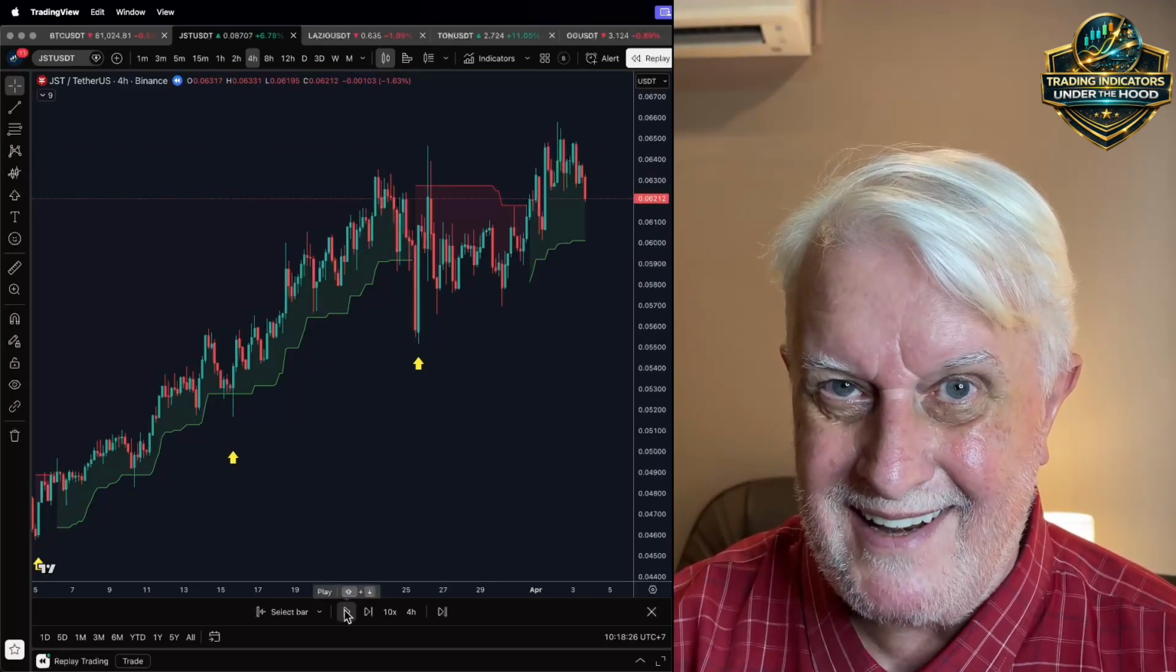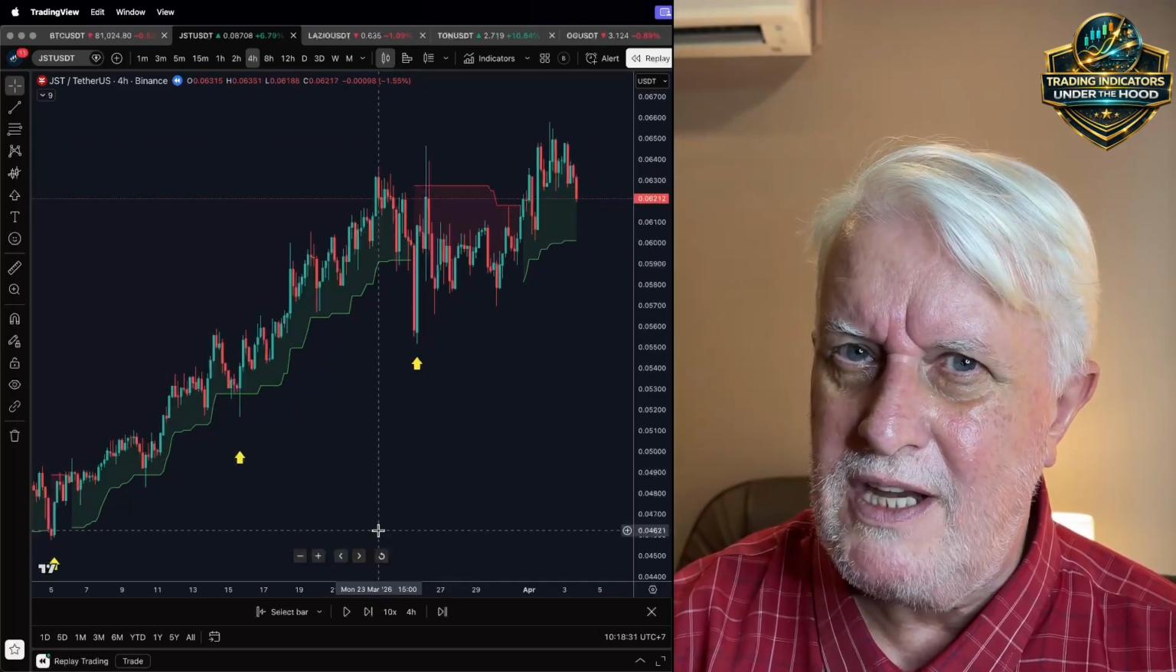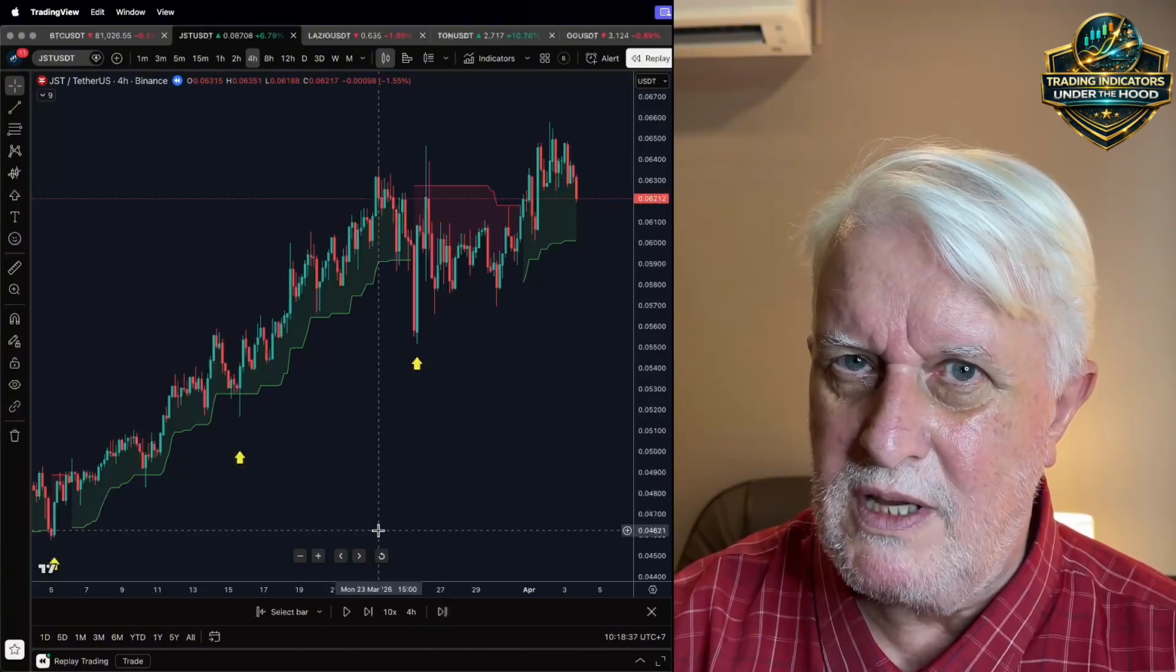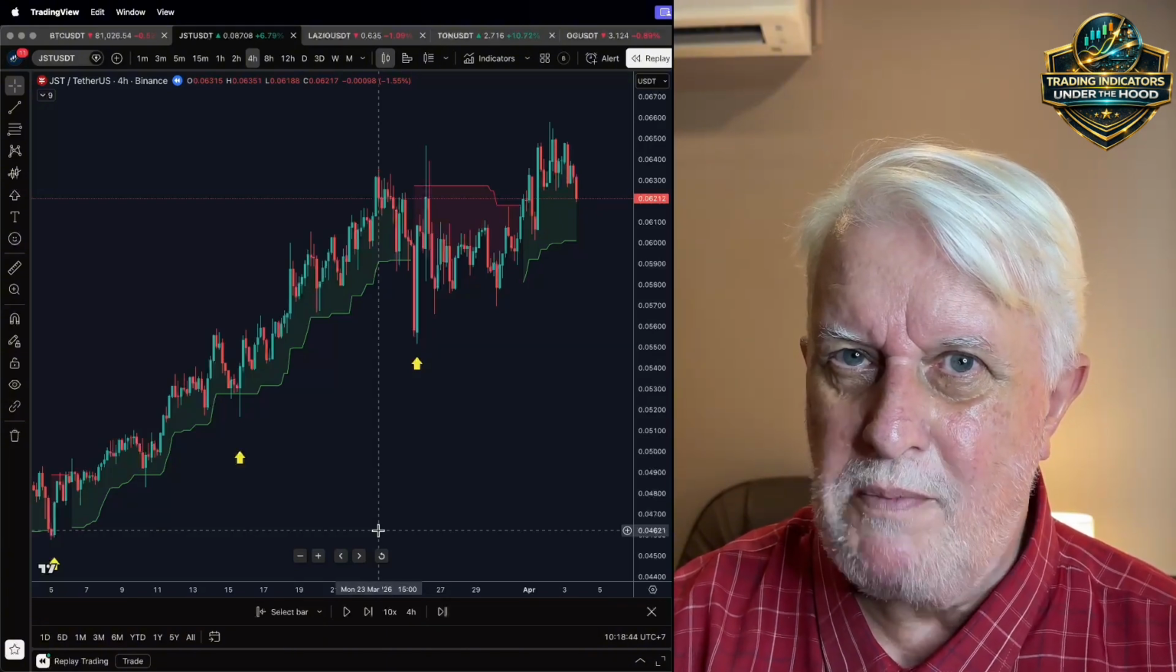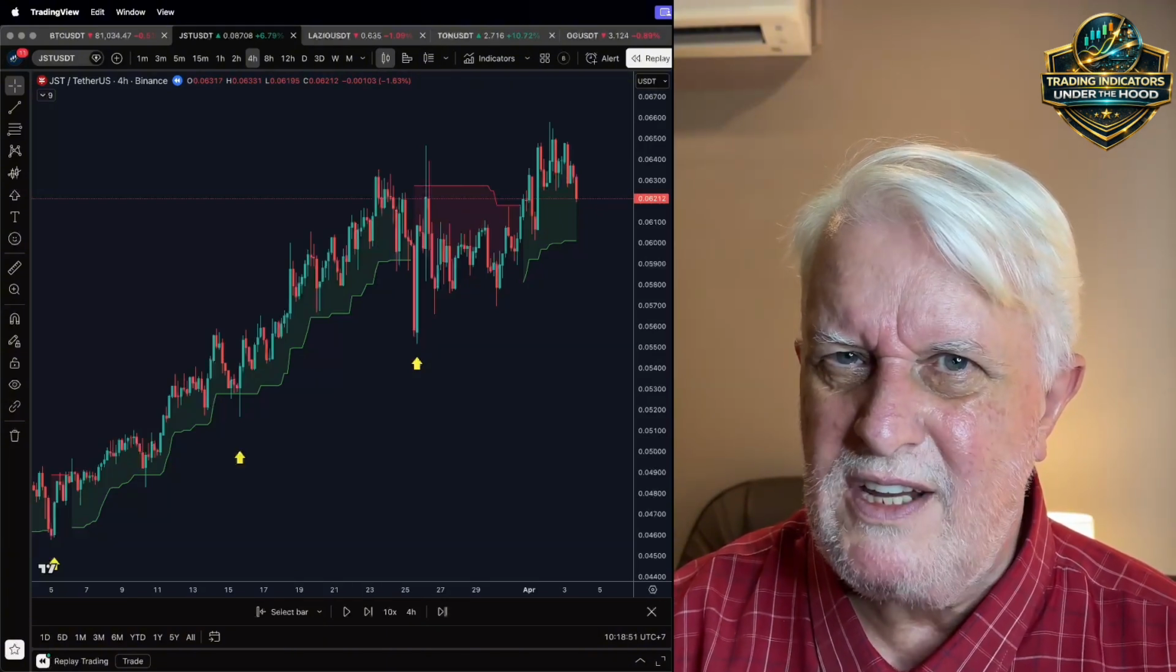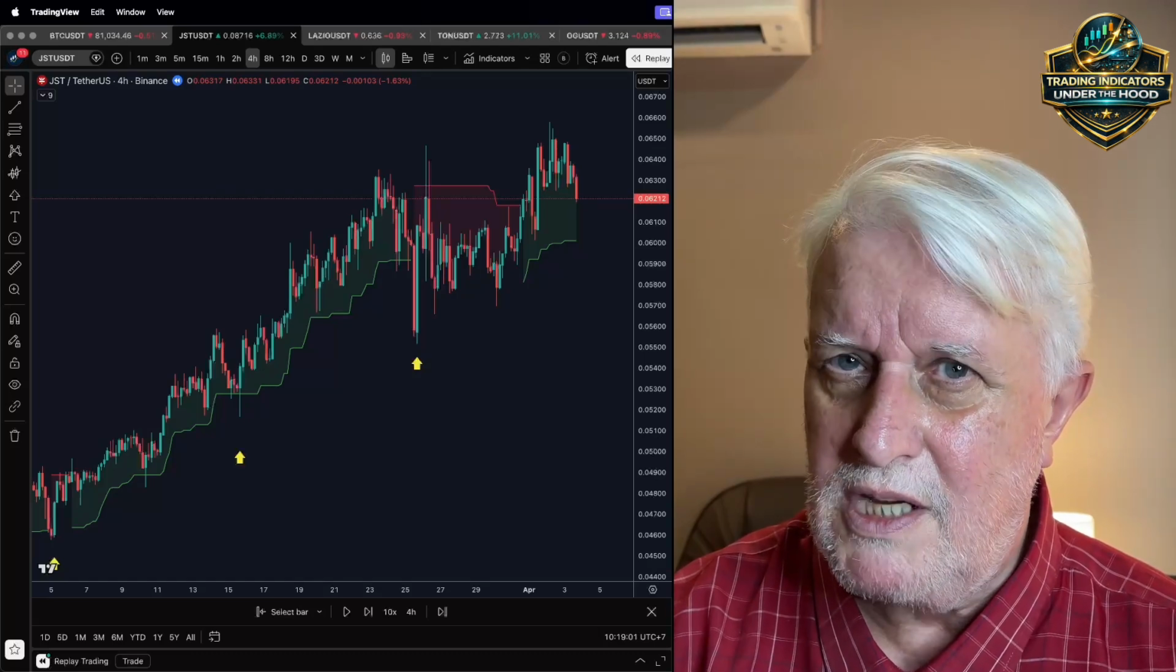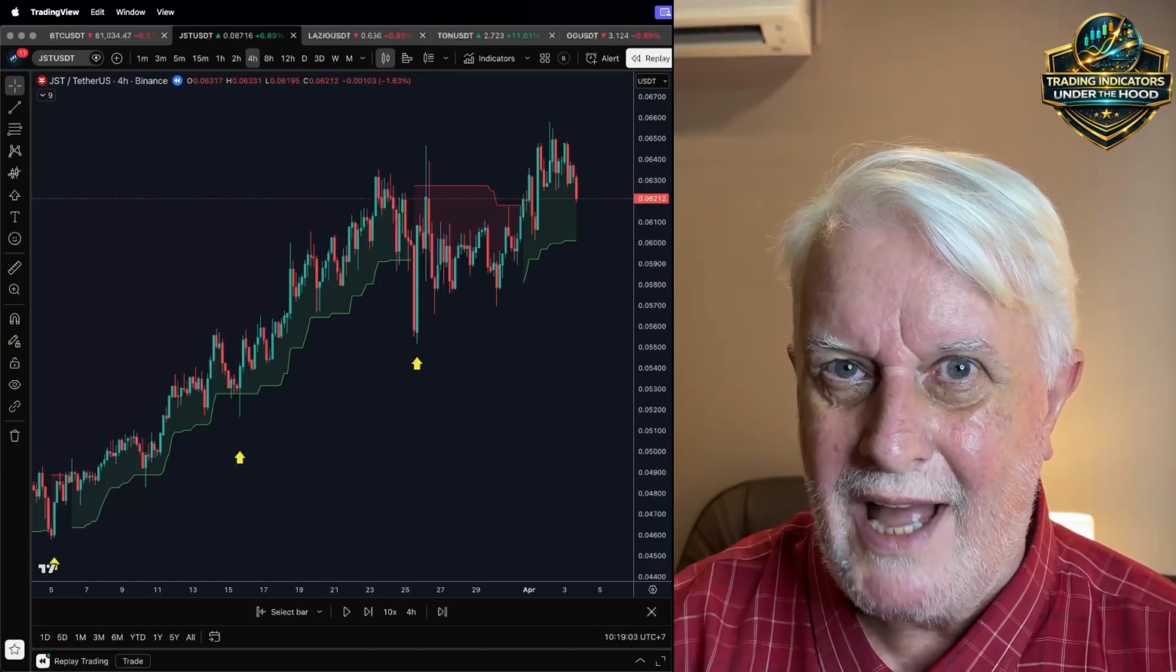It flipped green again. So flipping red did not necessarily take it down, did it? Price chopped sideways. Nothing to trade. Two or three times stopped out. That is not a trailing stop.